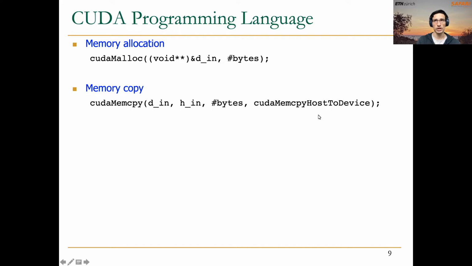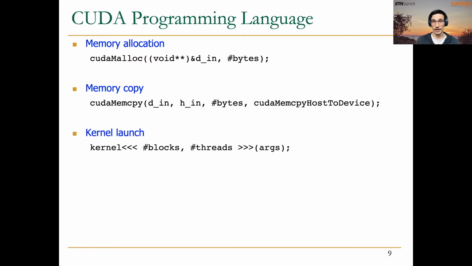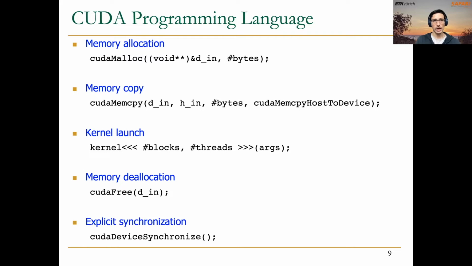Observe that this parameter here defines what's the direction of the copy. The kernel launch syntax has the number of blocks, the number of threads, and the input arguments, and the memory deallocation is called cudaFree. In some cases, we may also need to signal the CPU when the GPU kernel terminates its execution. To do so, we use this explicit synchronization, cudaDeviceSynchronize. We will talk about it in later lectures.